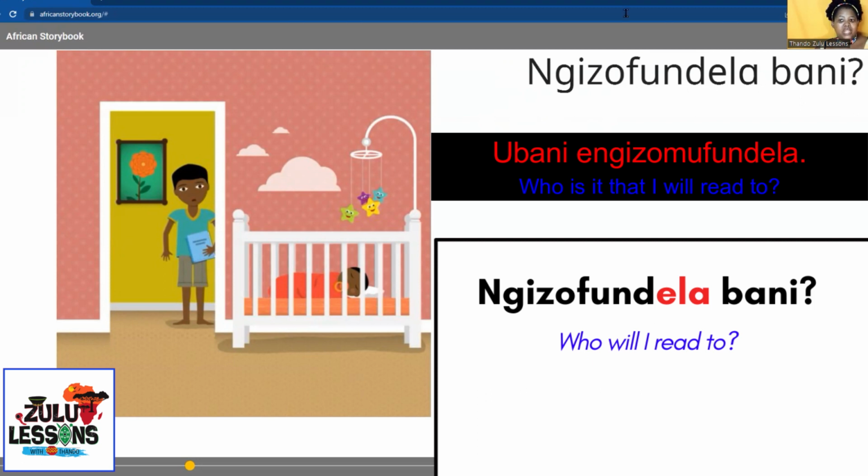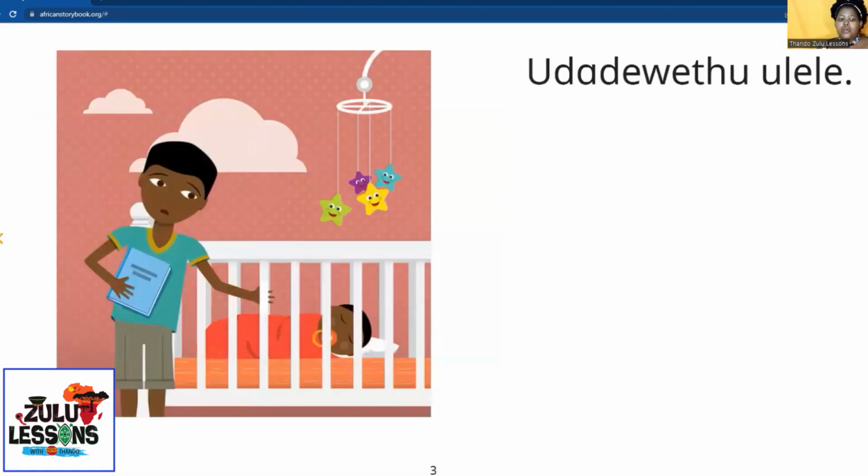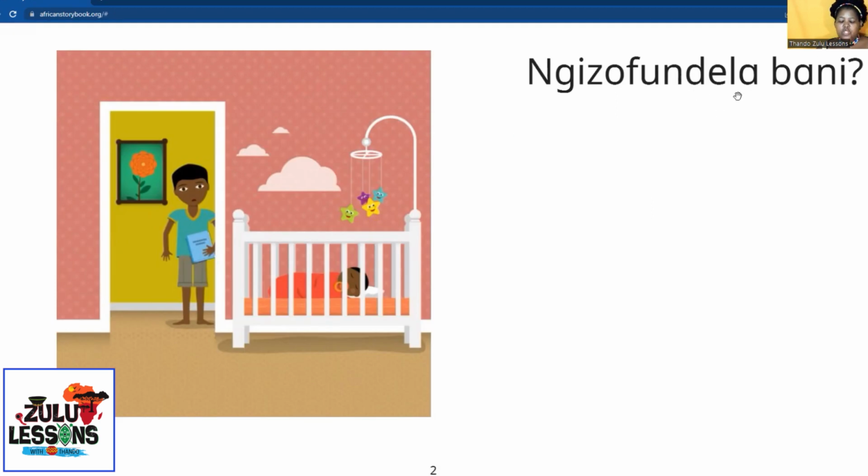So if we were to then put this question word, ubani, at the beginning, then we have the u there, and we are saying who is, and then we say the person that I will read to. Engizomufundela. Now here we have a shorter one because we are saying, who will I read to? Ngizofundela bani. But mind that the ELA at the end, which is the most important part of this lesson, the ELA at the end is to do this thing to another or to do it for another.